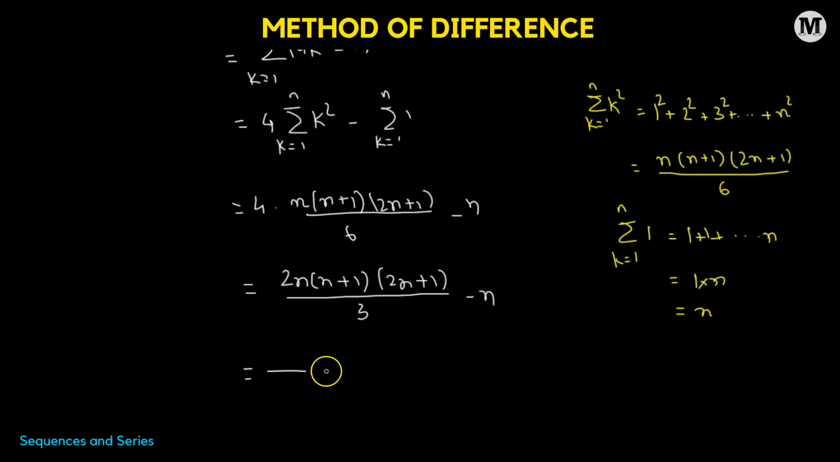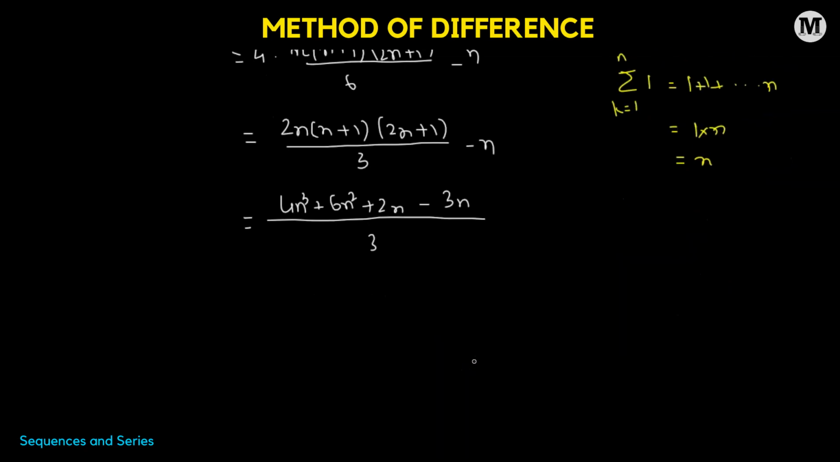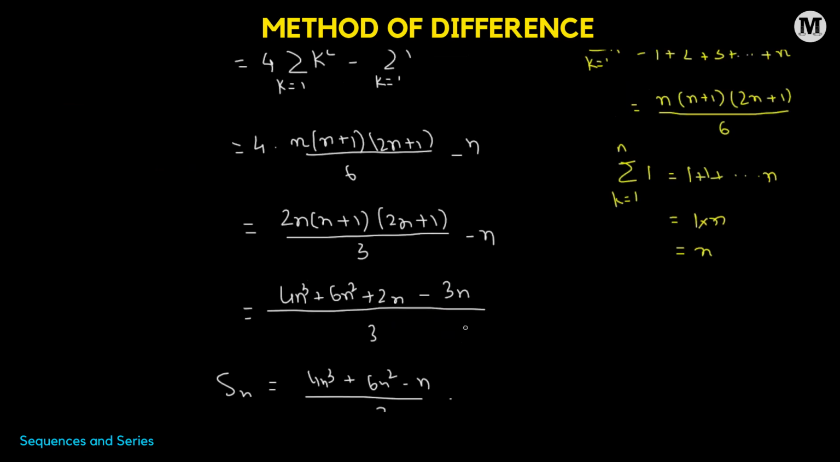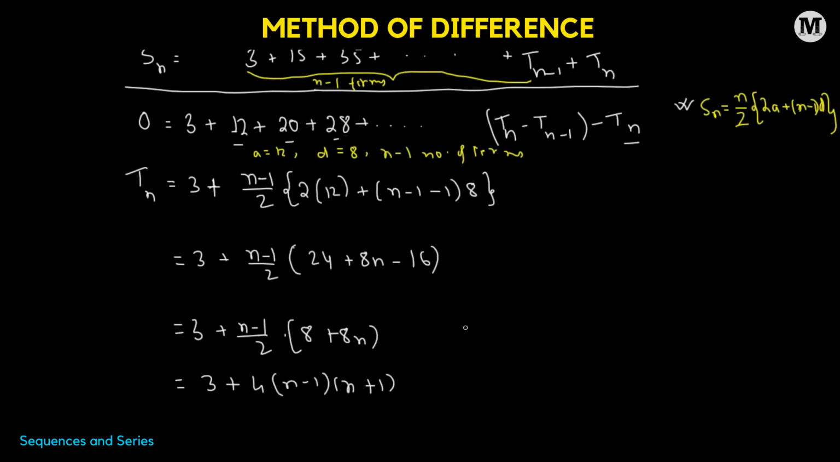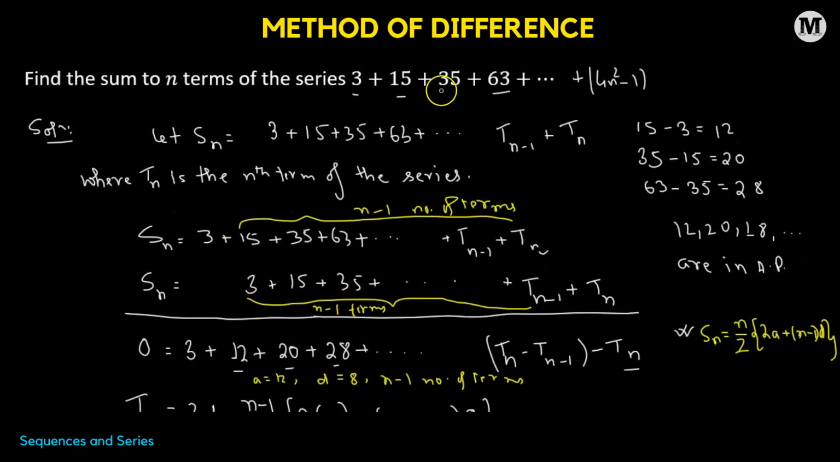We're going to combine this. So we will now have 3 as the common denominator. In the numerator, we're going to get 4n cubed plus 6n squared plus 2n minus 3 times n. And therefore, the final sum comes out to be 4n cubed plus 6n squared minus n divided by 3. So this is going to be the sum of the given series, where we have 3 plus 15 plus 35 plus 63 all the way up to n terms.